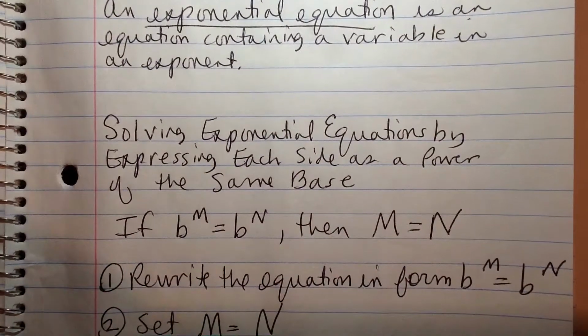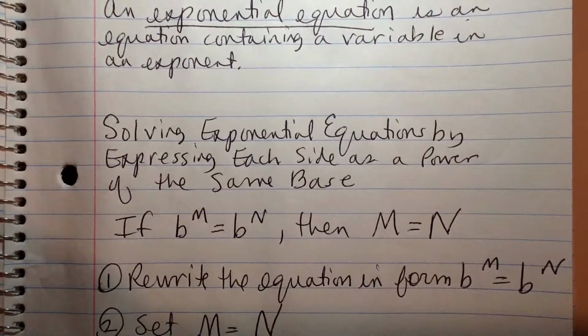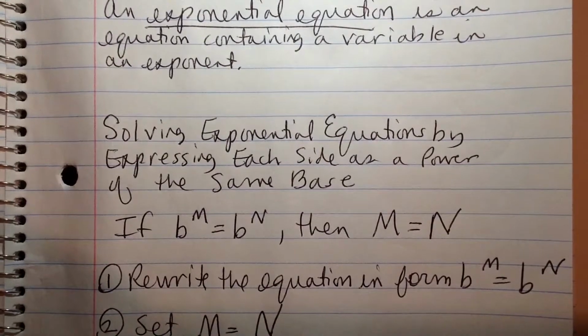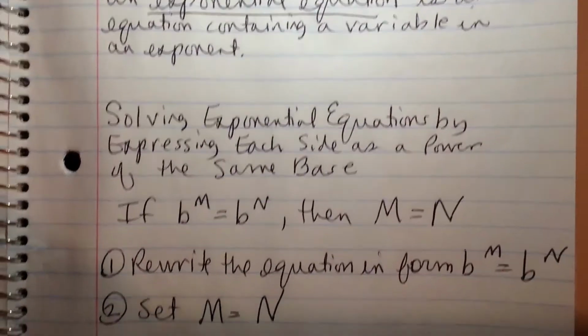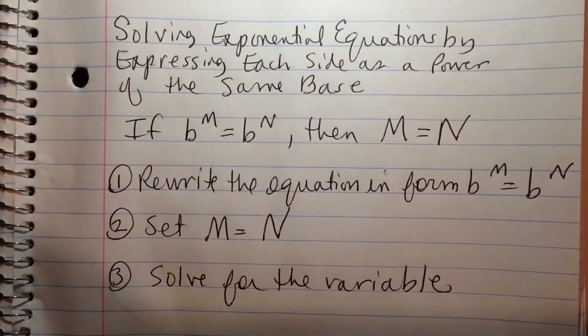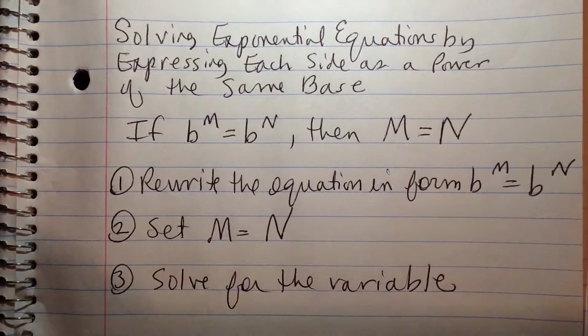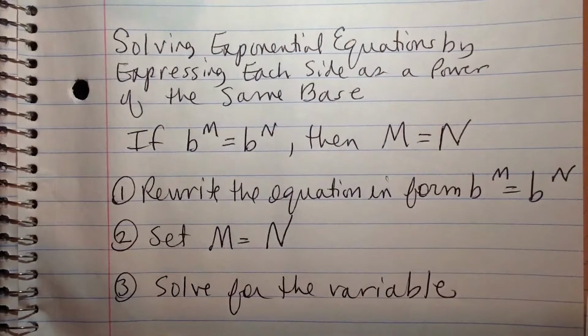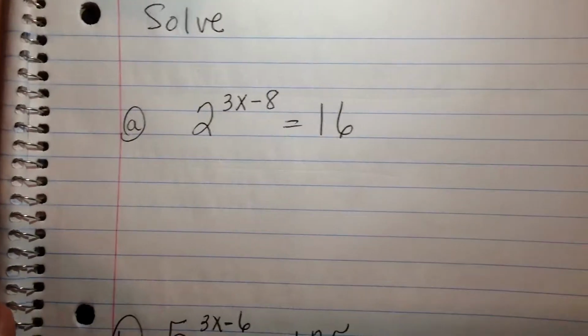So rule number one, rewrite the equation in the form of base b to the m power equals base b to the n power. Next, rule number two, set m equal to n. Then rule number three, solve for the variable. So let's look at these first two examples that I have.